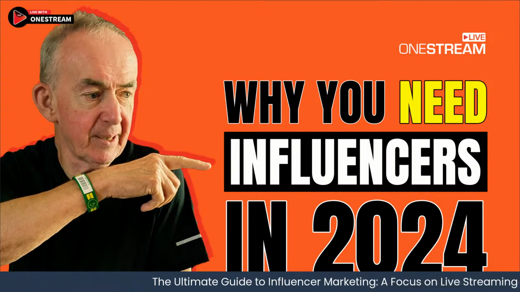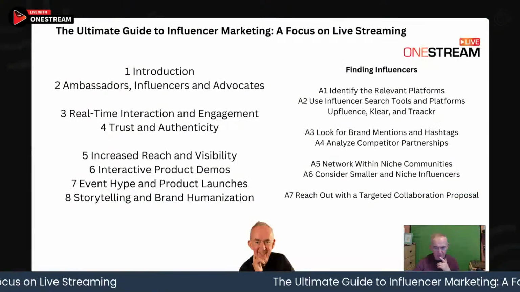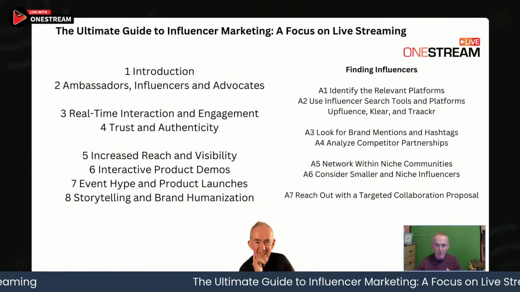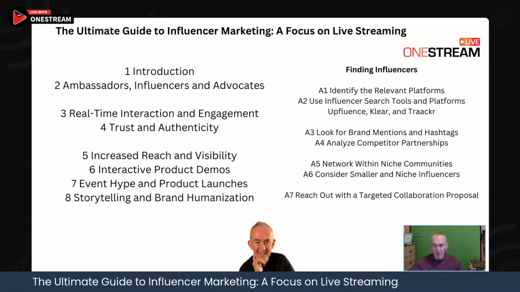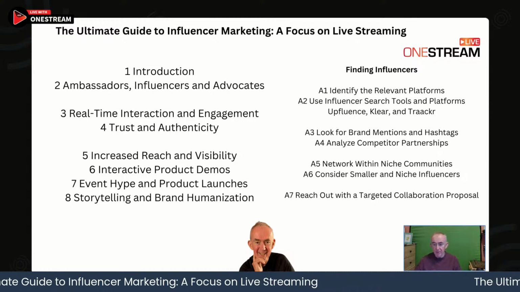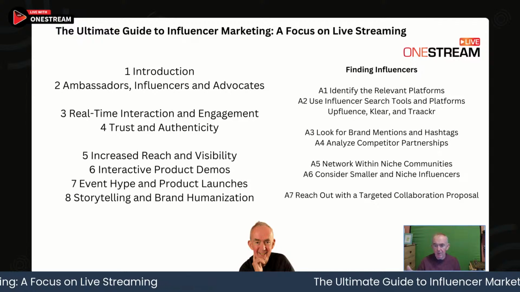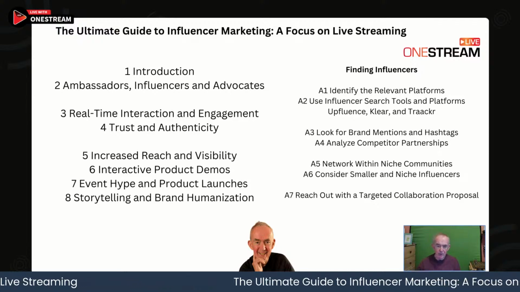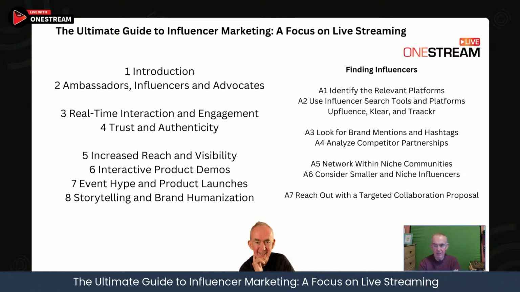So the next thing I'm going to bring up is the agenda, and we're going to quickly run through that. I'm going to take it off solo, and bring it over here. So we've looked at what influencers can do for you. They can increase your reach. They can do demos. They can do product launches. They can tell stories. They can humanize your brand. You can find influencers on Upfluence, Clear, and Tracker. You can search everywhere. Brand mentions and hashtags.